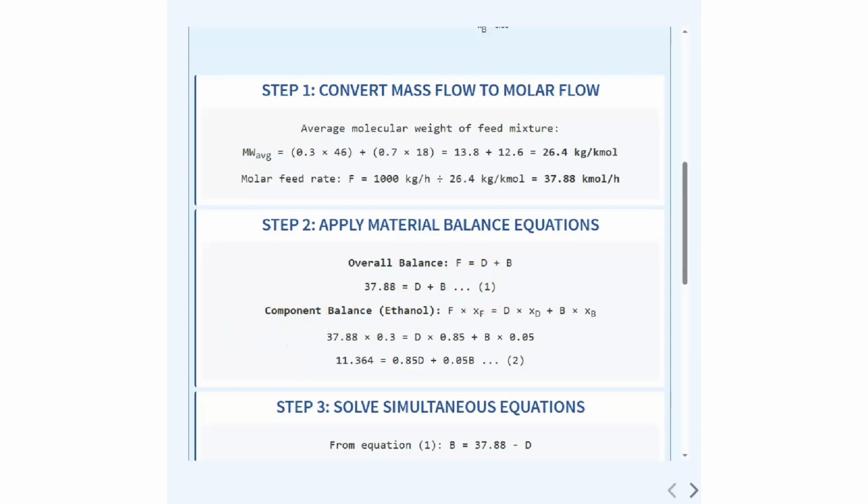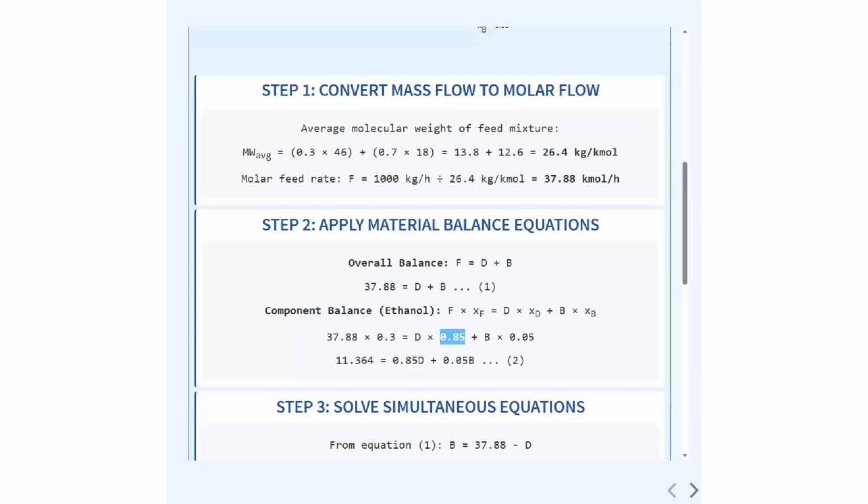And then the component balance for ethanol. That is F times XF is equal to D times XD plus B times XB. F is known, that is 37.88, and XF is also known, that is 0.3. D is unknown, but XD is given, that is 0.85, and B is unknown and XB is given as 0.05. So that will be 11.364 is equal to 0.85 D plus 0.05 B. That is equation number 2.